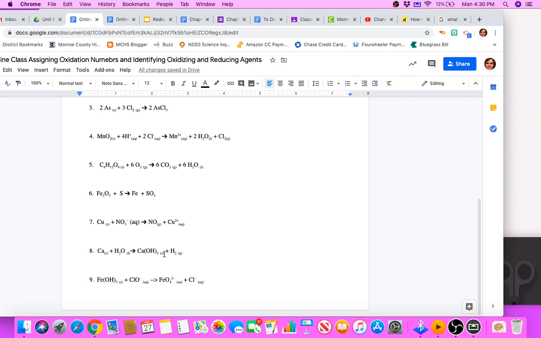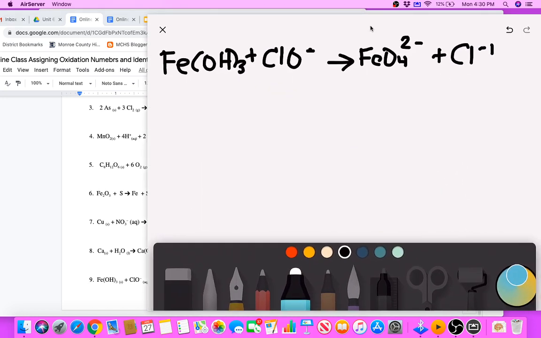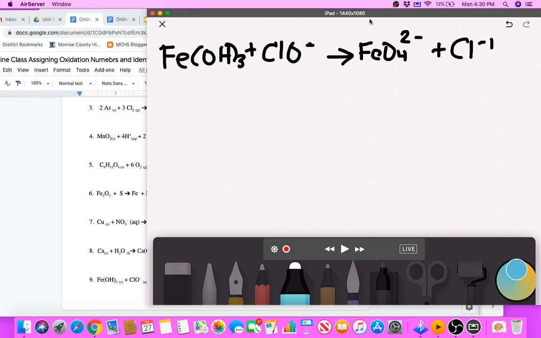So we have Fe(OH)3 plus ClO- yields FeO4 2- plus Cl-. And again, that is Cl with a -1 charge. So that is not chlorine the element, but it is chlorine the ion, and its charge is already given, so we have that.